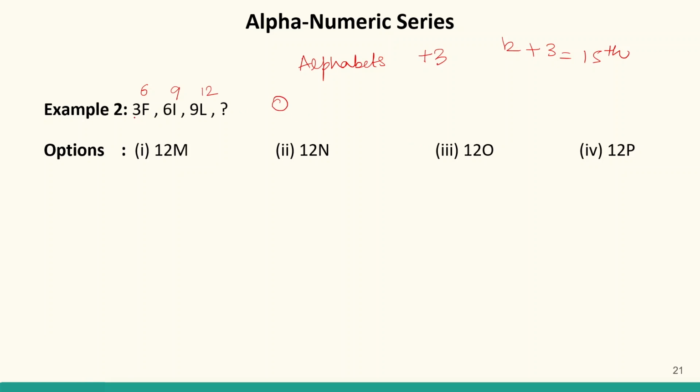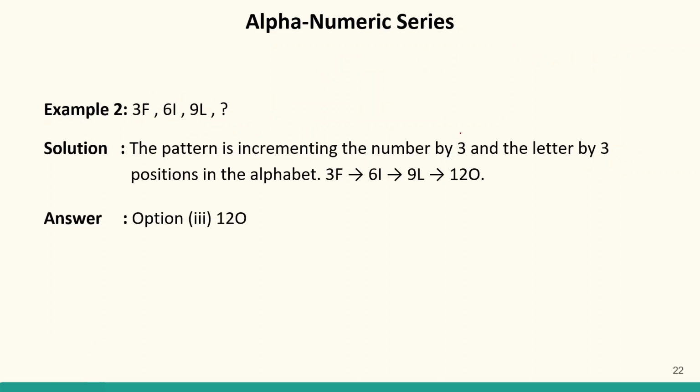Then let us come to numbers. In numbers also there is an increment of 3. 3 plus 3 will give us 6. 6 plus 3 will give us 9. And 9 plus 3 will give us what? 12. So the element should be 12O, which is this answer, option number 3. This is the solution, right? So we can see that the pattern is increasing the number by 3 and the letters also increase by 3. So 12O will be the answer.